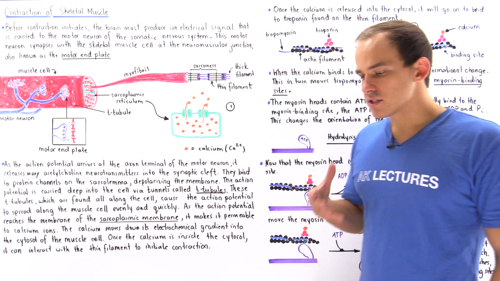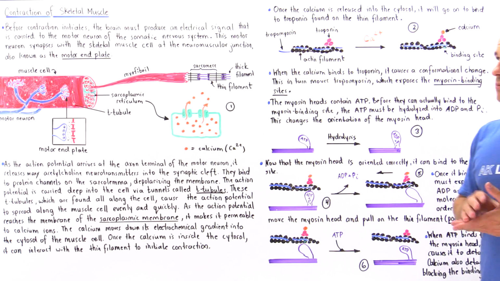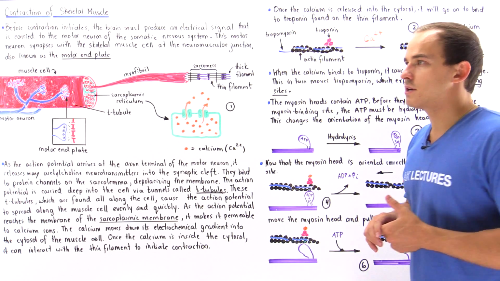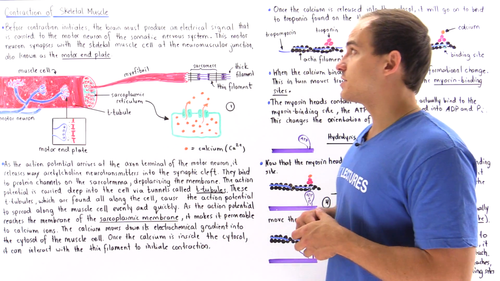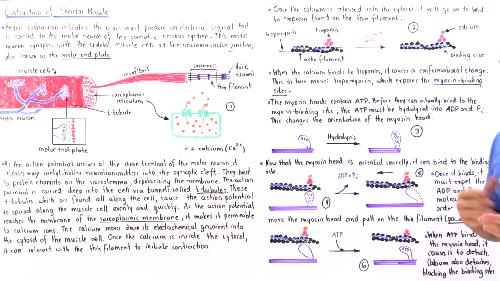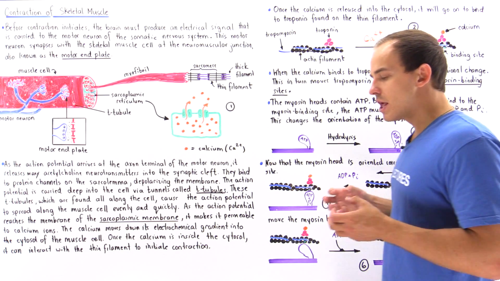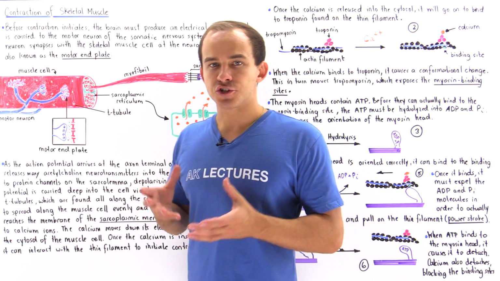Now that we discussed what the structure of the skeletal muscle is and what a sarcomere is, let's discuss how the muscle contraction actually takes place within our skeletal muscle. And let's begin with the generation of an action potential.